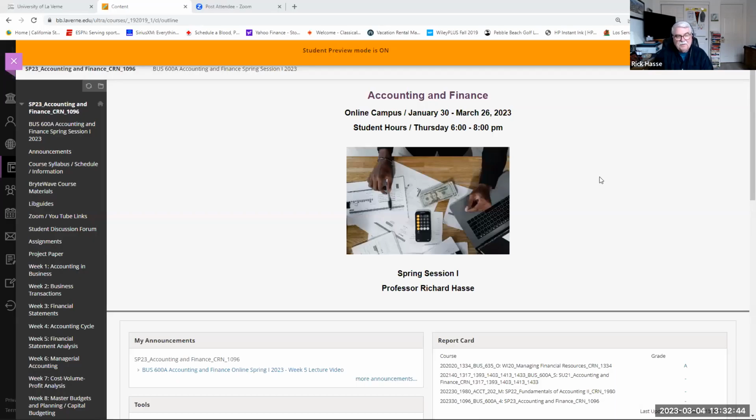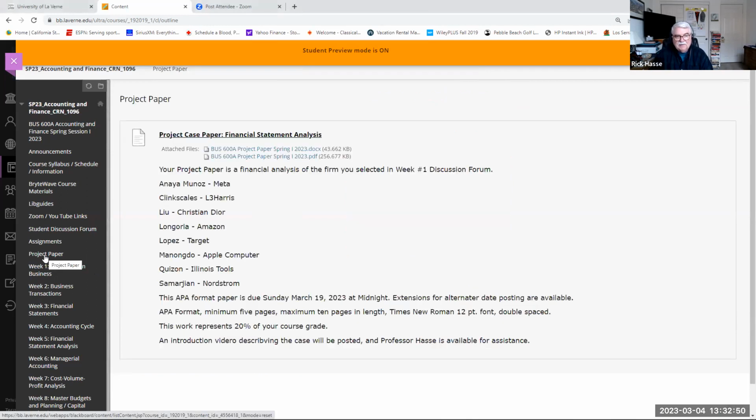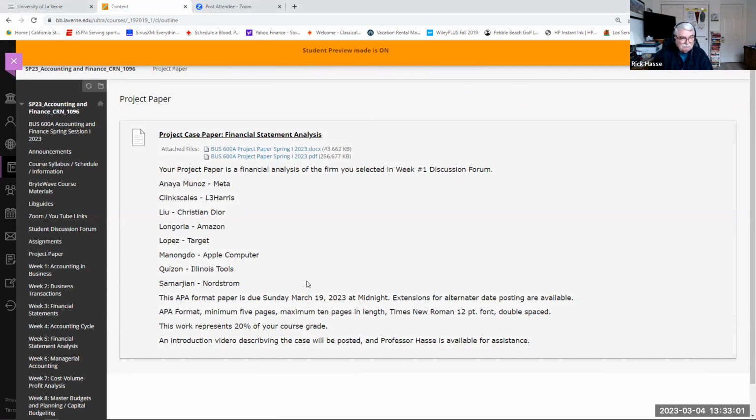So again, your project case paper is located in this file folder called Project Paper. And I give you both a Word doc and a PDF version explaining the case, and then a listing of our students in our class and what companies they'll be working on, just so all of you can see that, and the information about the work.